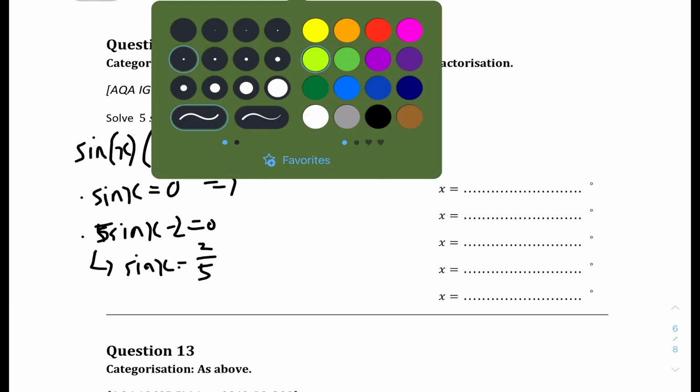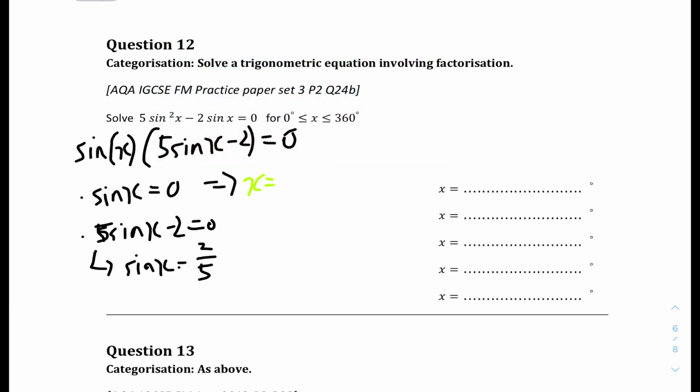The first answer will be x equals sine inverse of 0. With sine inverse of 0, you will get, I'm pretty sure, 0. Yes, 0. And then you have to do 180 minus 0 to get 180. And then the third answer, you have to do 0 degrees plus 360 degrees because it's a whole full circle around.